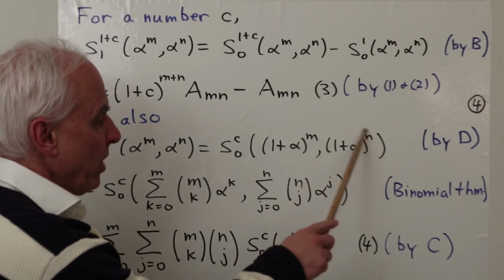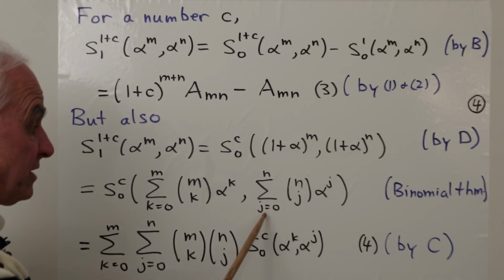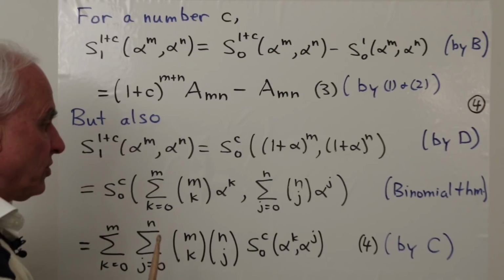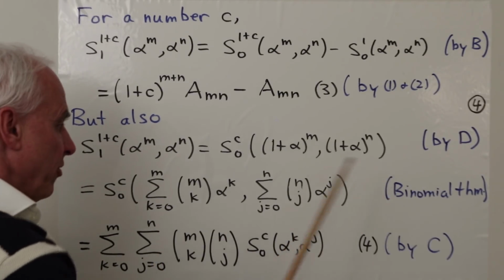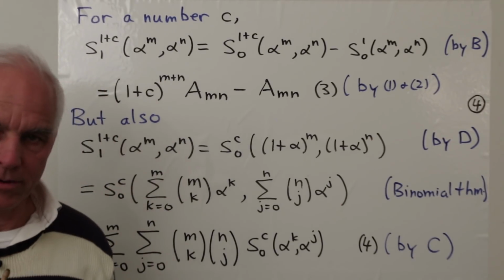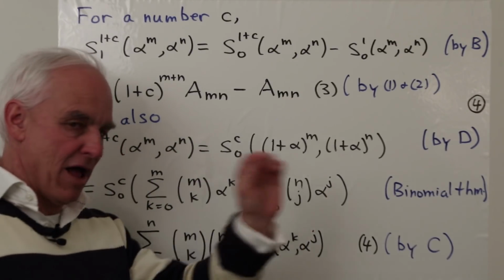And in exactly a similar way, here's the binomial expansion of 1 plus alpha to the n. We're using a different index, j equals 0 to n, n choose j times alpha to the j. Okay, that's the binomial theorem. And now we're going to use linearity on this. This is a polynomial in alpha. Here's another polynomial in alpha.